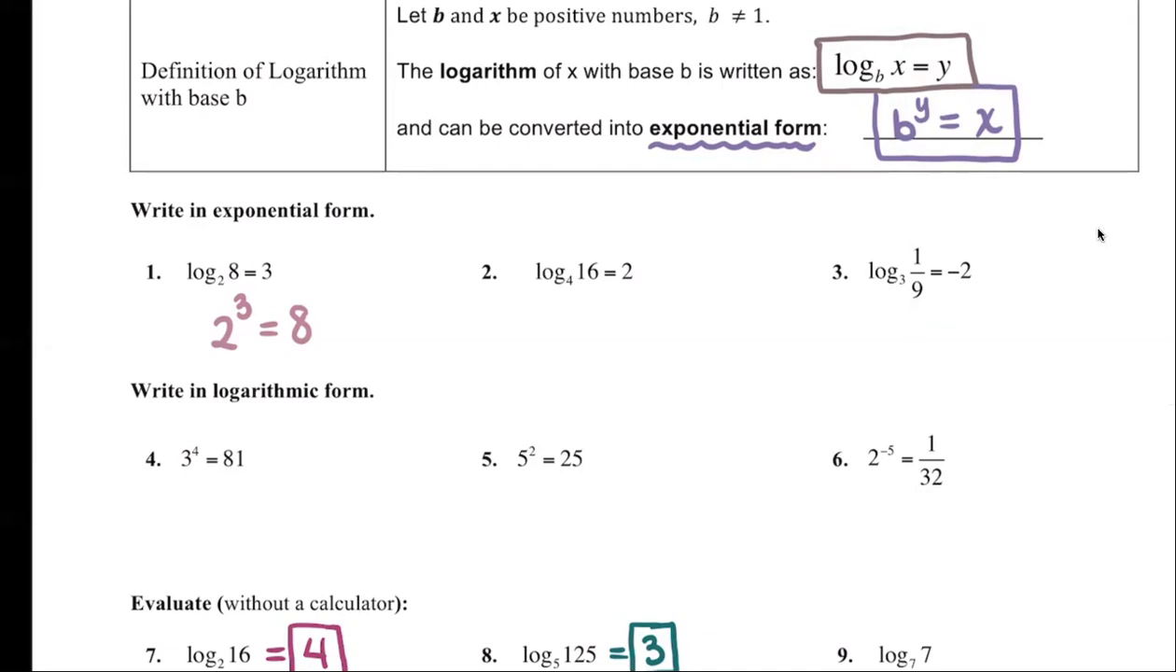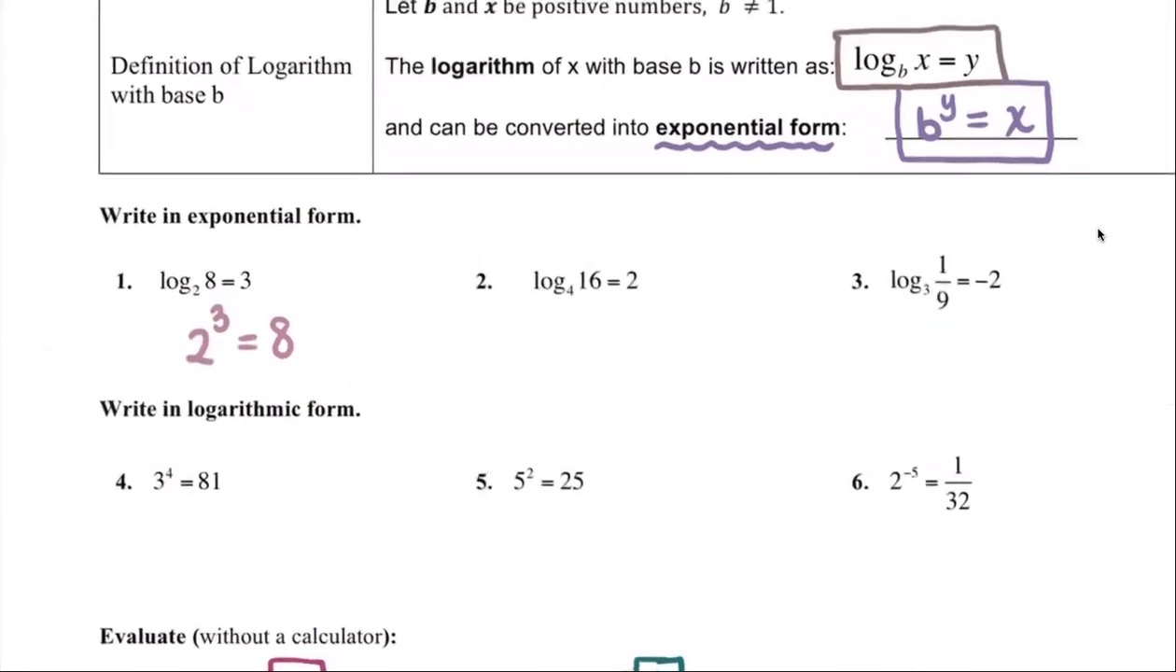Okay, let's try another one. Zach, try number 2. It would be 4 to the power of 2 equals 16. Perfect. There you go. Yep, you got it. That's exponential form. All right, let's do one more. Michael, number 3. Um, 3 to the negative second power equals 1/9. Perfect. There you go. You guys got it. So that's how you write a log into exponential form.